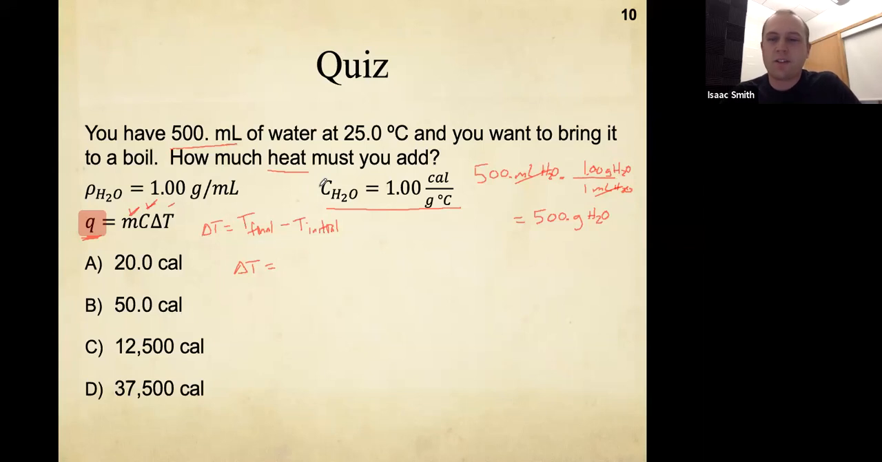I'm not going to expect you to know boiling points and melting points for everything, but you should know for water that water freezes or melts, it transitions between solid and liquid, at 0 degrees Celsius, and then it boils at 100 degrees Celsius, right? So it transitions from a liquid to a gas at 100 degrees Celsius.